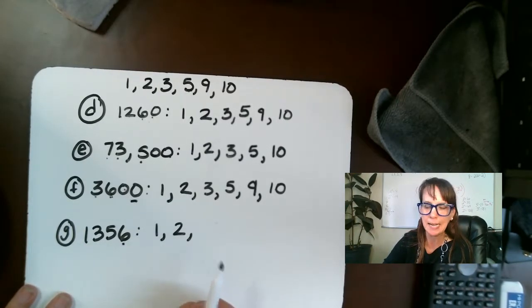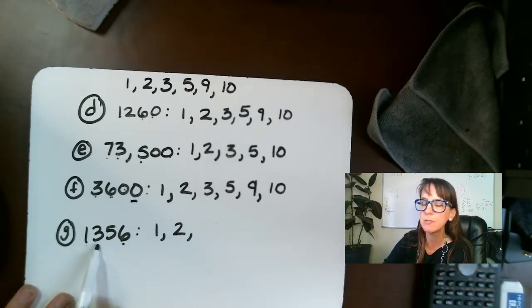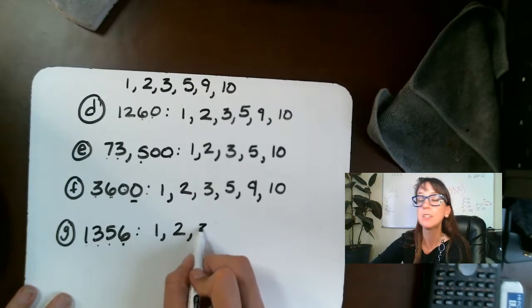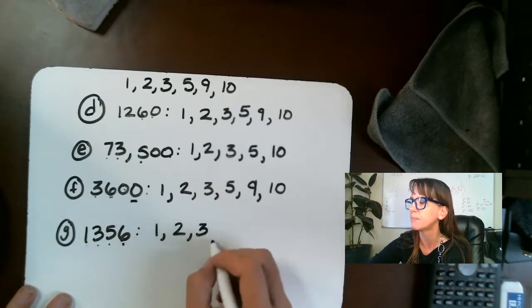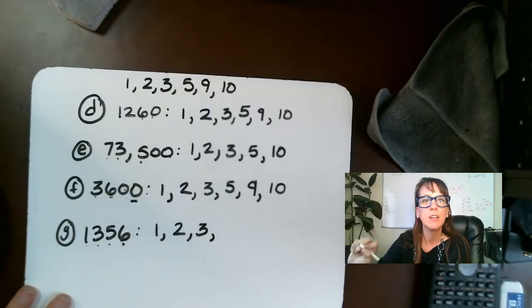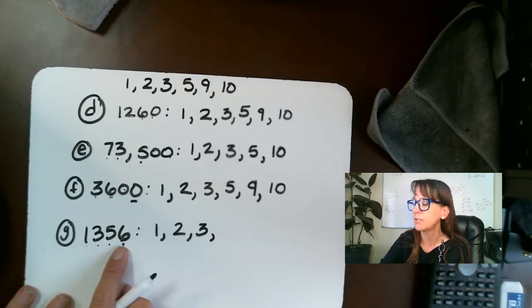Now we've got to do our adding. 1 plus 3 is 4, plus 5 is 9, plus 6 is 15. Therefore, does 3 go into 15? Yes, it does, 5 times, and therefore 3 is going to go into this. 5, no, because it has to end in a 5 or a 0.